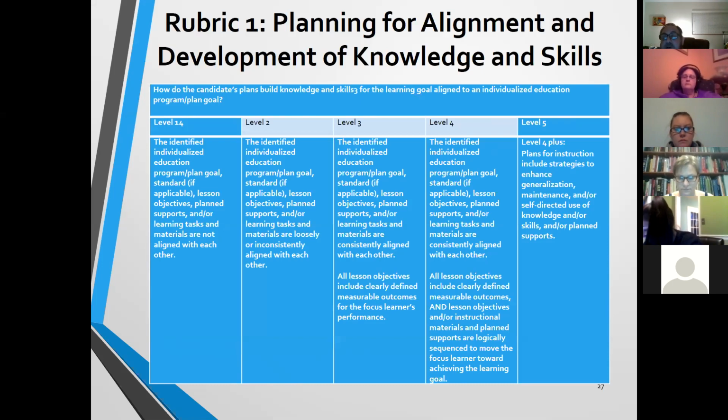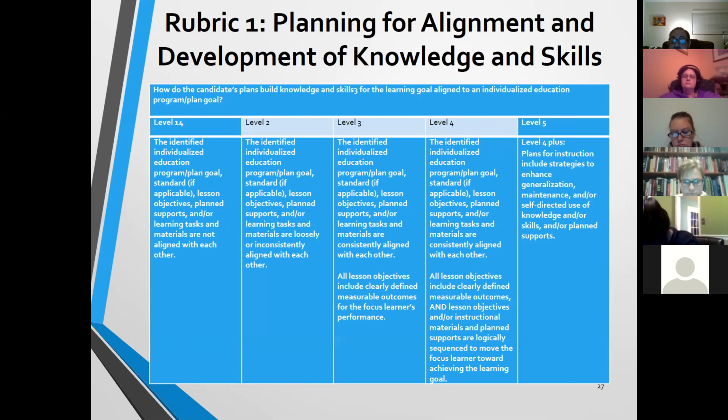So let's take a look at level 3. It says the identified IEP, standard, lesson objectives, plan supports, and/or learning tasks and materials are consistently aligned with each other.